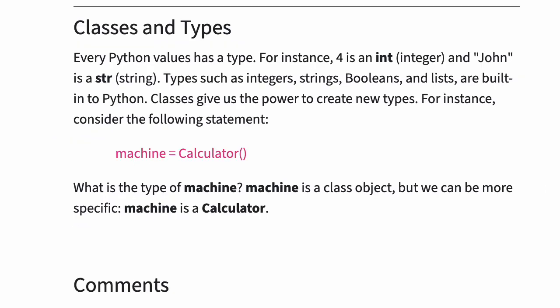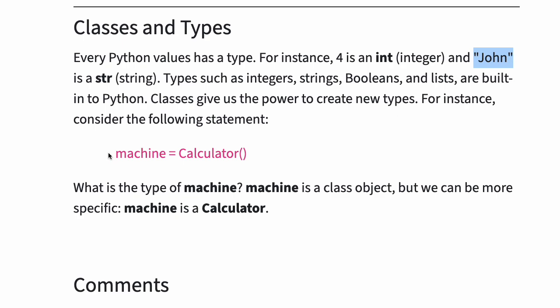Every Python value has a type. For instance, 4 is an int, or an integer, and "John" is a str, or string. Types such as integers, strings, booleans, and lists are built into Python. Classes give us the power to create new types.